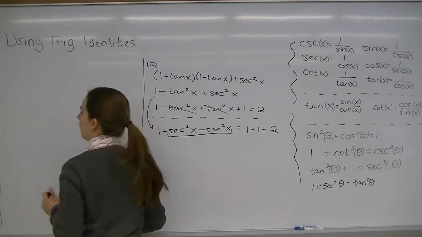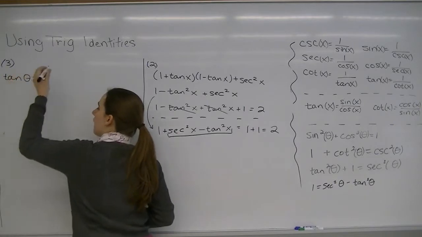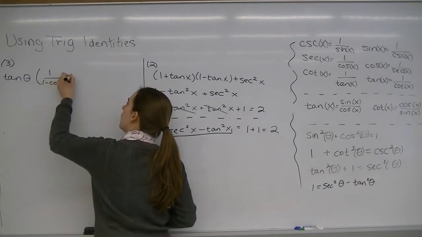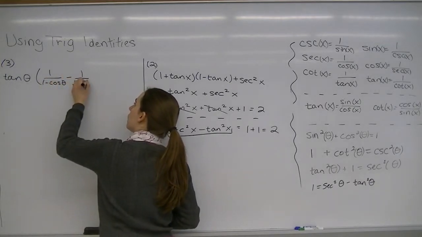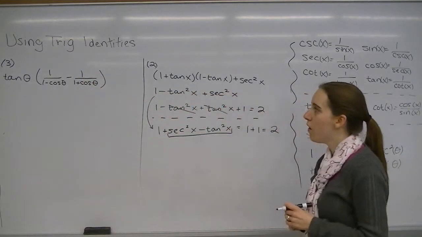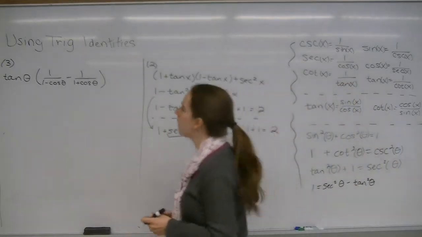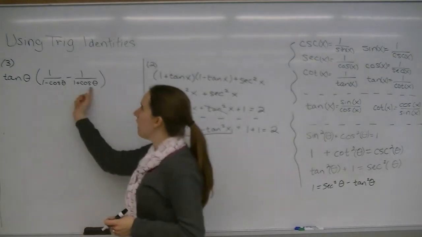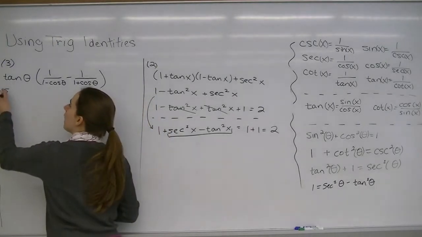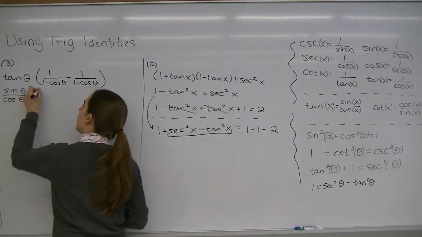Okay, let's look at one more of these before we try something a little different. So I want to take tangent of theta, and I want to multiply that by 1 over 1 minus cosine of theta minus 1 over 1 plus cosine of theta. Okay. So first of all, I notice that all I have over here are cosines. Here I have a tangent. So just so I have all cosines and sines, let's switch that to sine theta over cosine theta.